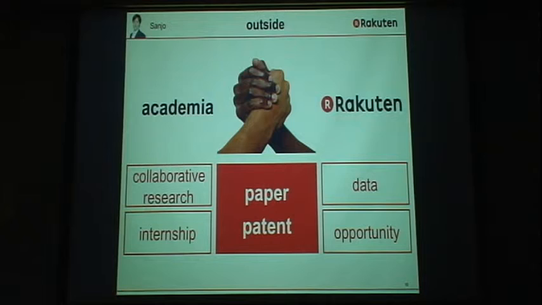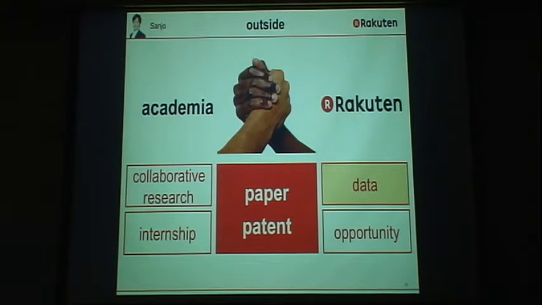On the other hand, outside Rakuten, we have some ways to connect with academia. For example, cooperative research and accessing industry, distributing the data, and making opportunities like presentations or meetings with the business side.